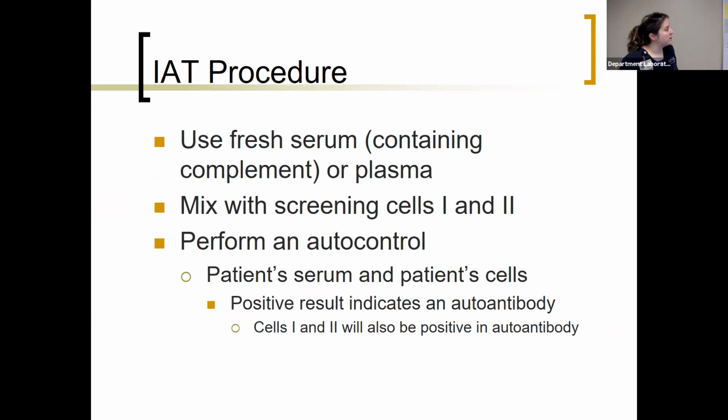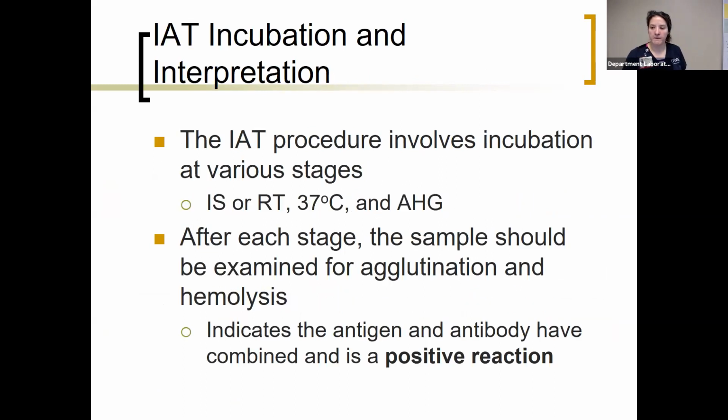And we want to use fresh serum or plasma. You're going to mix your patient plasma with screening cells 1 and 2. Going to perform an auto control, and your auto control again, patient cells and patient plasma. If you have a positive auto control, that does indicate an auto antibody, right? And then again, you'll have initial spin, room temp, 37, and AHG.